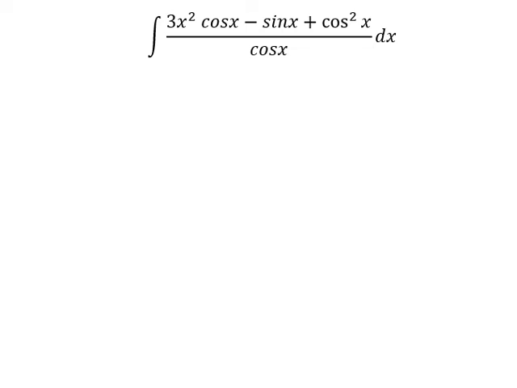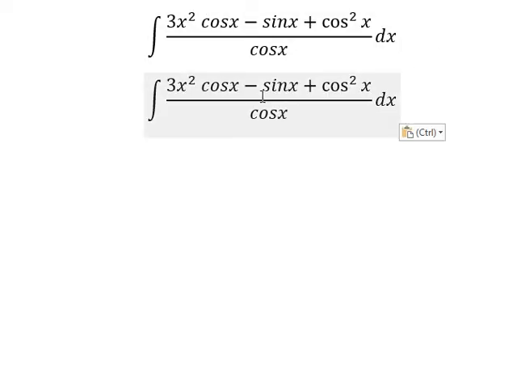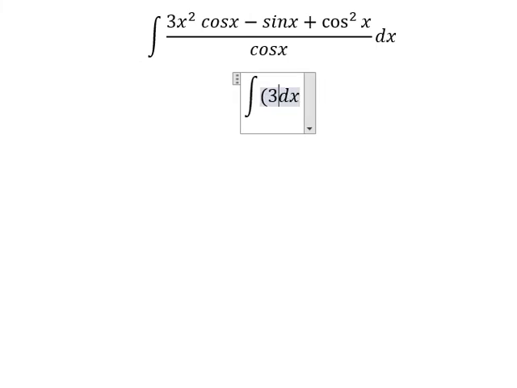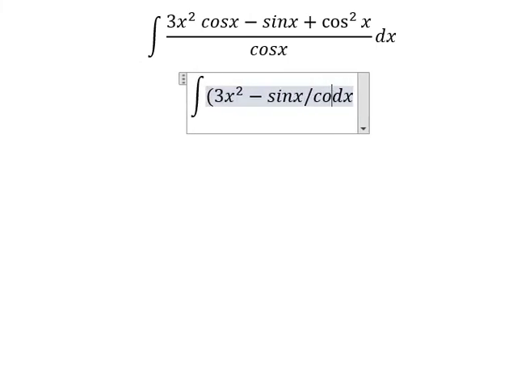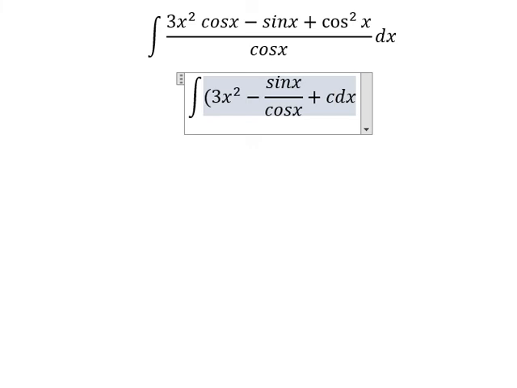The topic today is about integration. So now I will show you how to answer. Cosine x divided by cosine x, sin x divided by cosine x, and cosine x squared divided by cosine x. So we have 3x squared minus sin x over cosine x plus cosine x.